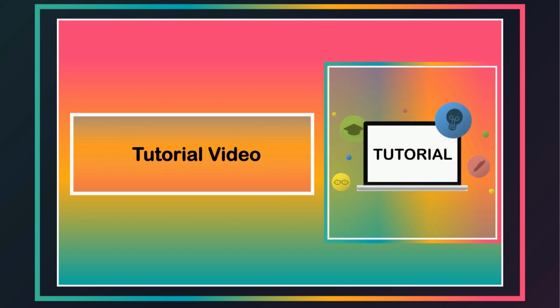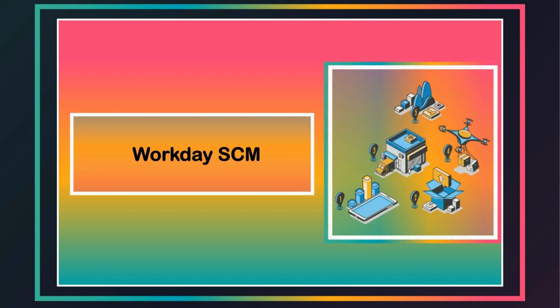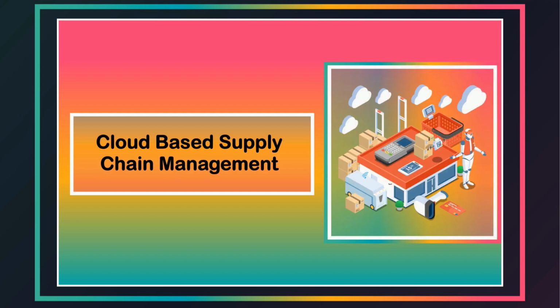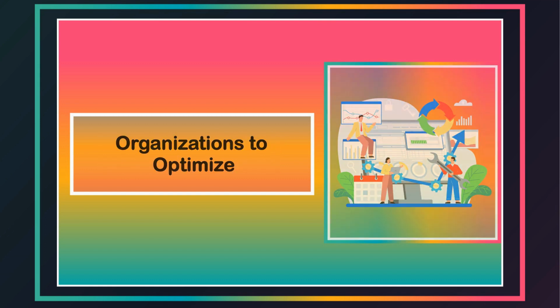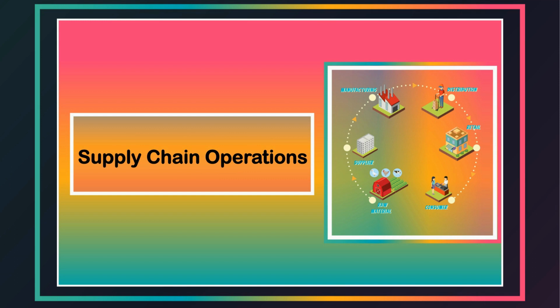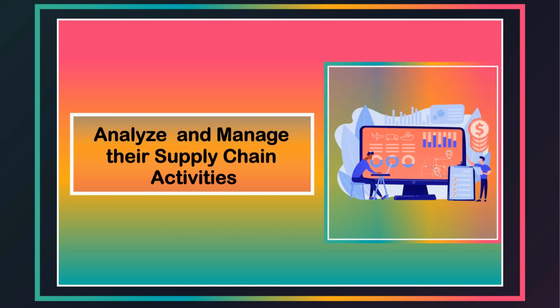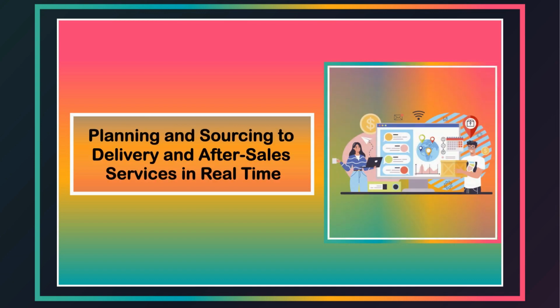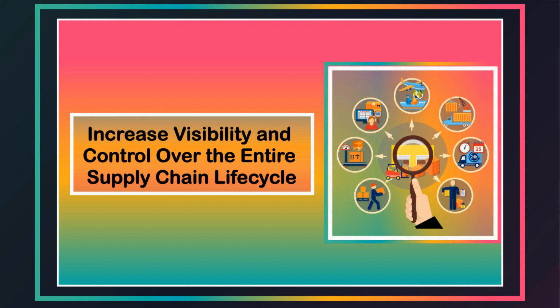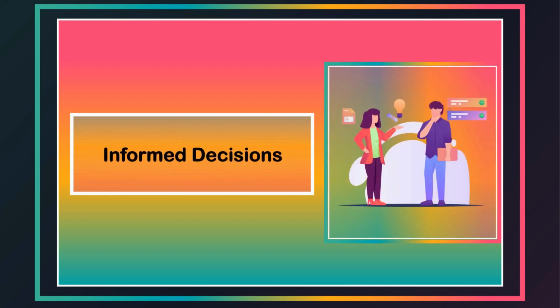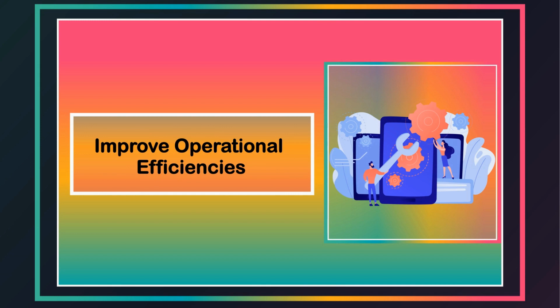In this tutorial video, we will discuss Workday SCM. Workday SCM is a cloud-based supply chain management (SCM) system that helps organizations to optimize their supply chain operations. The platform enables users to track, analyze, and manage their supply chain activities, from planning and sourcing to delivery and after-sales services, in real time. Workday SCM is designed to increase visibility and control over the entire supply chain lifecycle, providing users with the tools to make informed decisions and improve operational efficiencies.